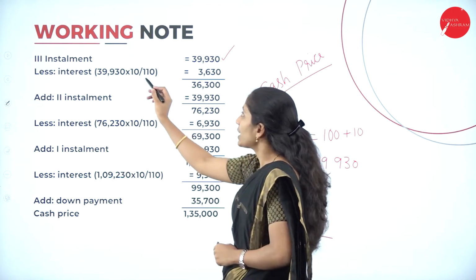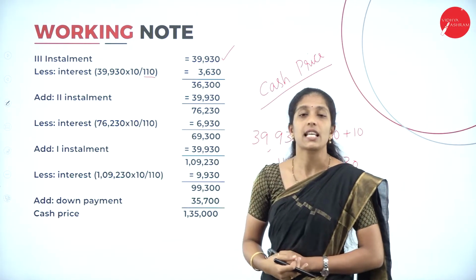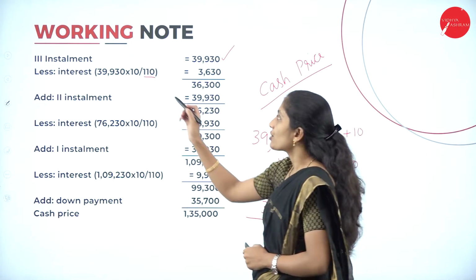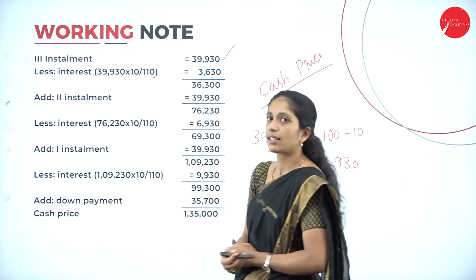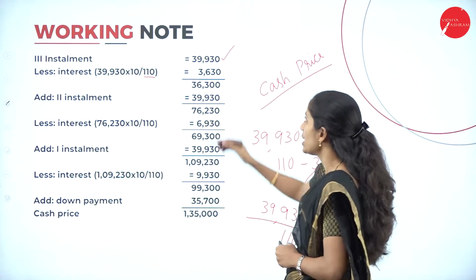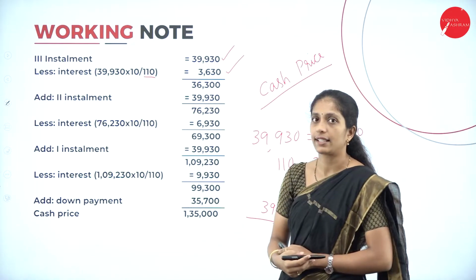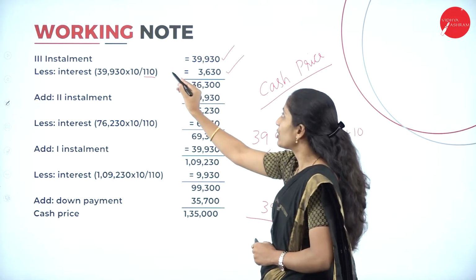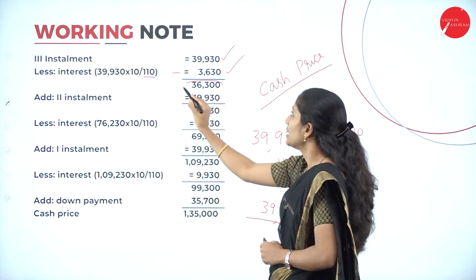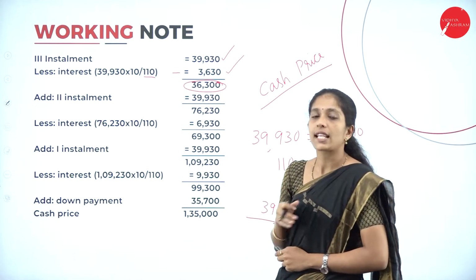So why you are dividing it with 110? Because it is inclusive of interest. So interest is equal to 39,930 into 10 divided by 110. So you'll get 3,630. Now deduct this. So when you deduct, you'll get 36,300.